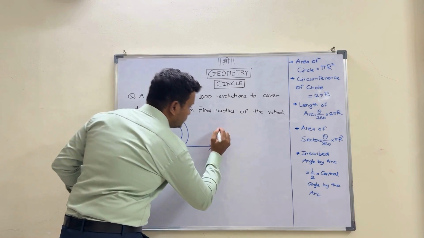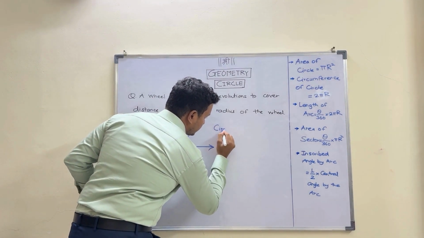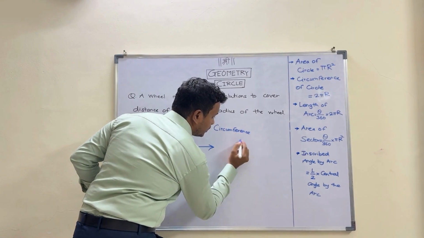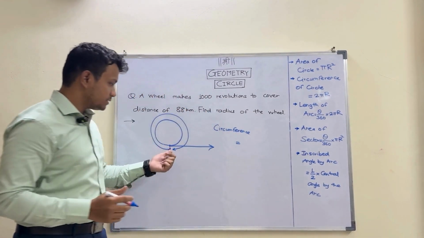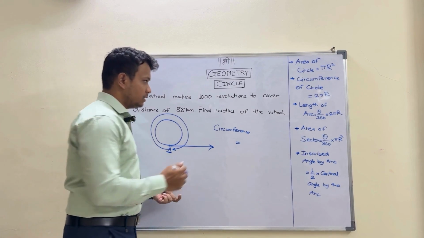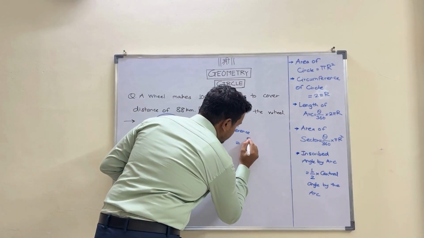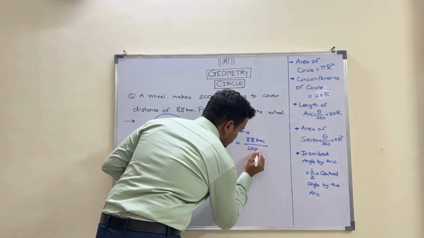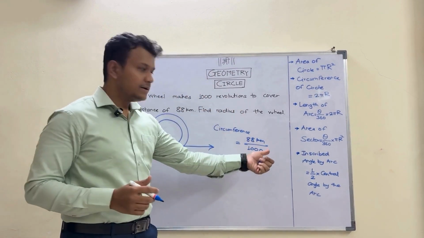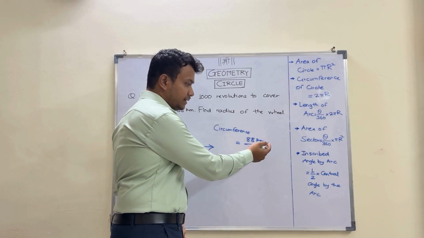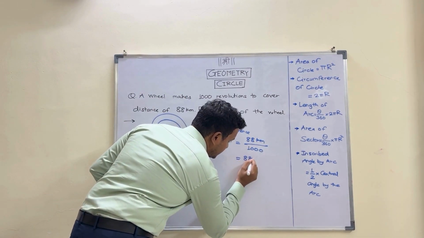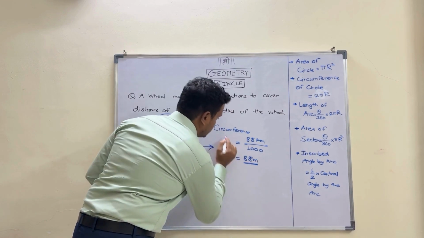So if I have to compute the circumference of the circle, or I can call it the distance covered by the wheel in one revolution, I can divide this 88 kilometers by 1000. So kilometers I will just convert to meters, which will be 88,000 meters upon 1000. So my circumference would be 88 meters, correct?